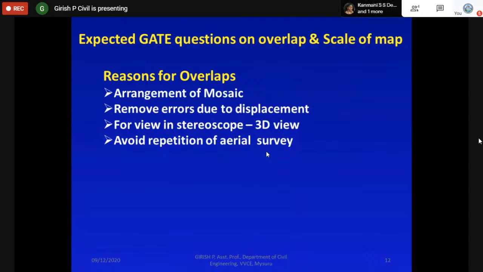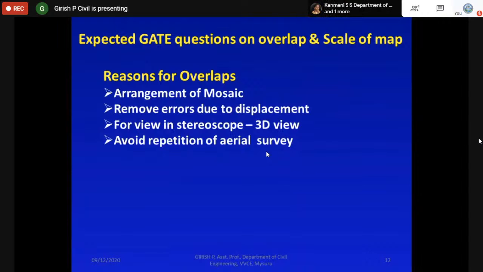When I say overlap, once a number of aerial photographs are taken for a particular or specific area with a specific planning, whatever parameters are to be considered, once we collect a number of photographs, all the photographs are combined together, overlapping together, and then finally we prepare an aerial photograph.